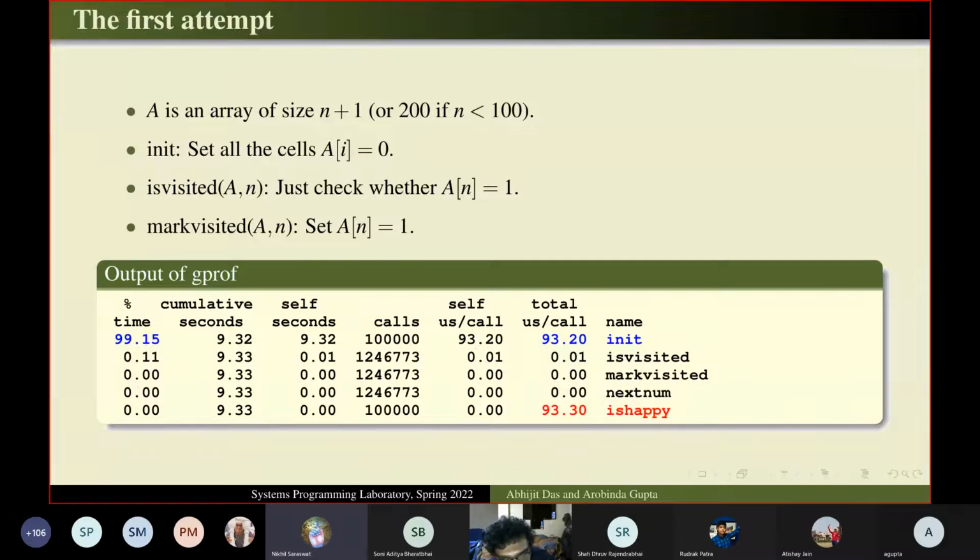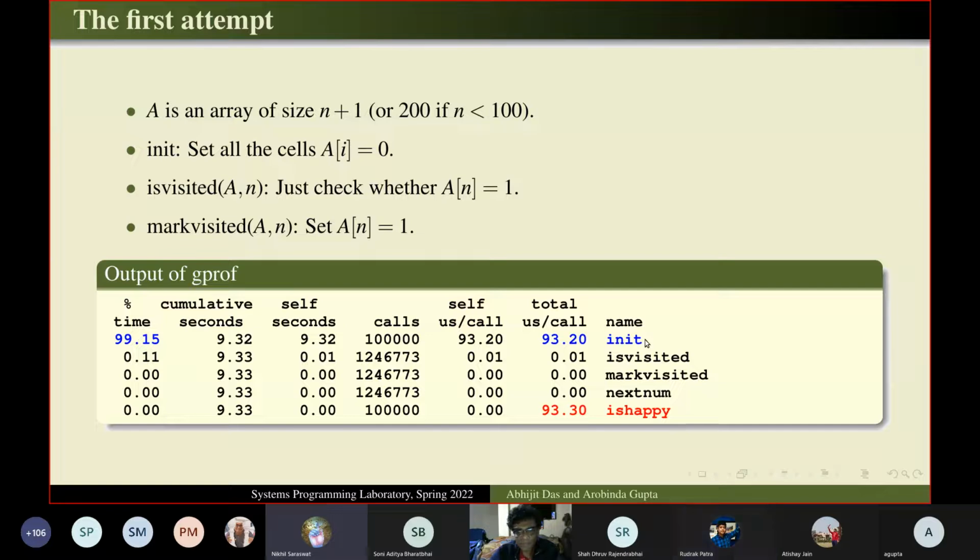Very bad. The actual computation is done by next number and is visited, to detect cycle. These three are the important things: is visited, mark visited, and next number. They are taking practically no time. And once again, whether it is 99.15% or 98.23% or even 91 point something percent, it really doesn't matter. Anyway, this is a rough estimate, and it clearly gives you an indication that I have to do something about init.